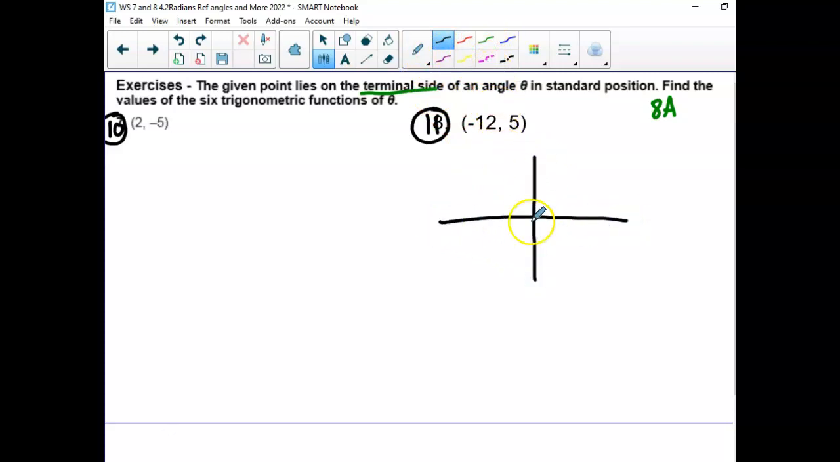So if we plot an ordered pair, it's over here somewhere, right? Negative 12 to the left and up 5.